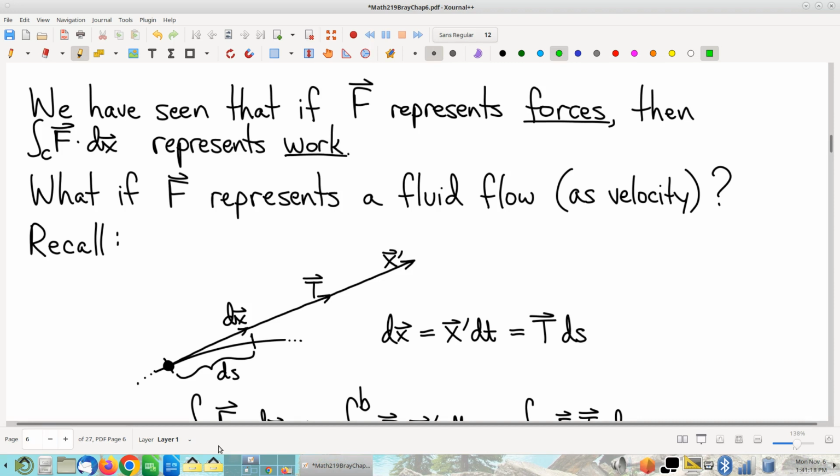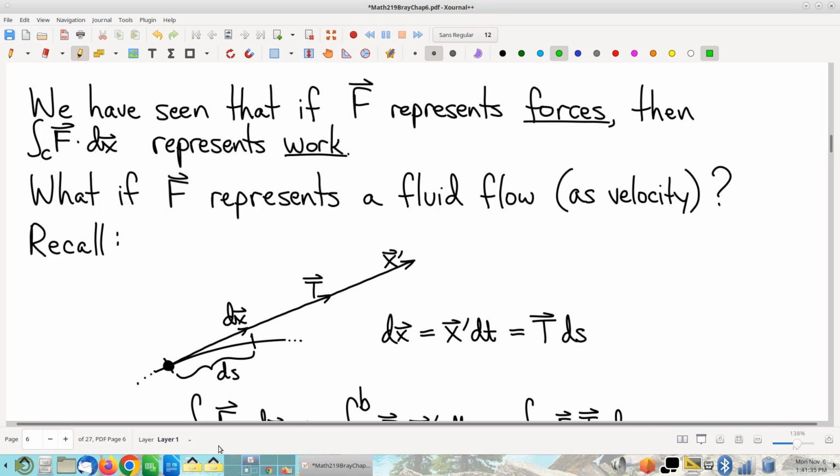Okay, so last time we were talking about vector line integrals. We do need to get started. What I want to do now is talk about a different point of view on vector line integrals.